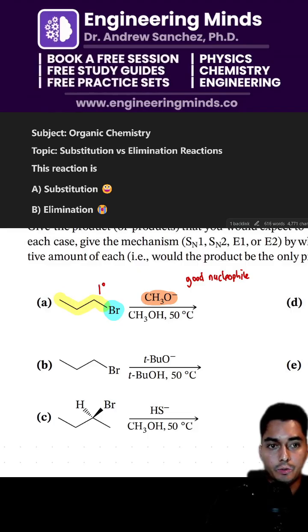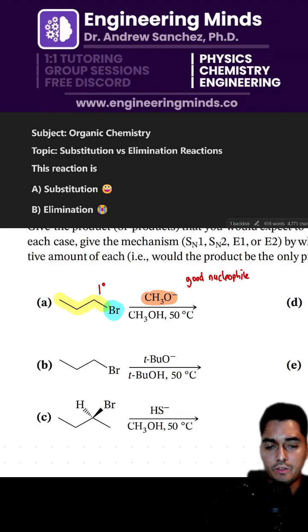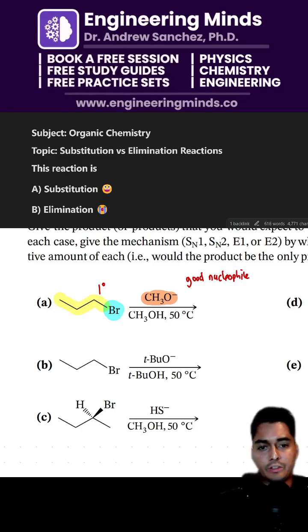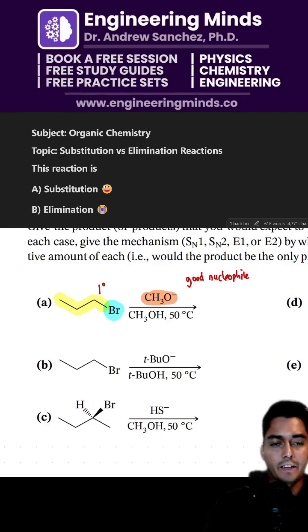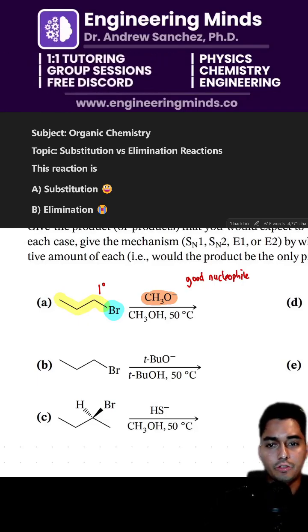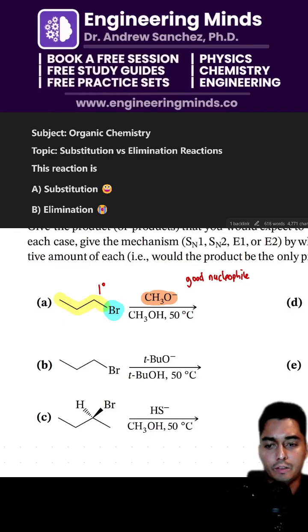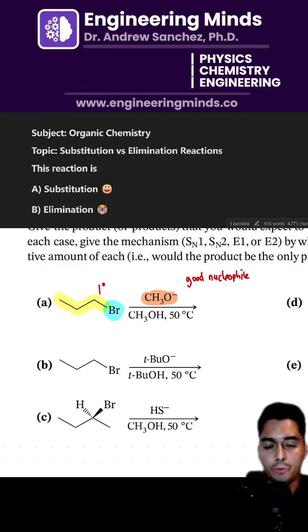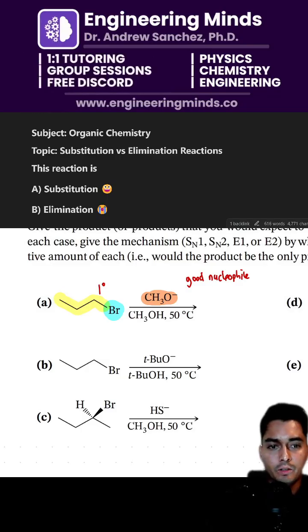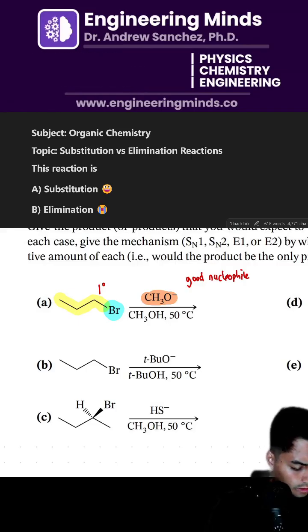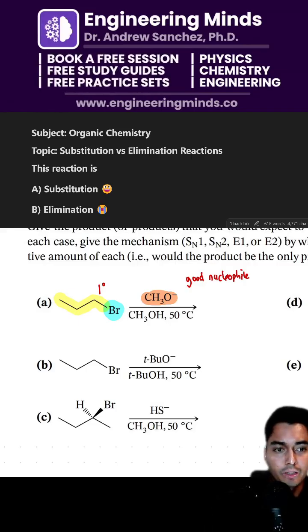All right, so quick poll on the chat. You've got 60 seconds, start right now. So, 60 seconds on the clock. This first reaction A, do you think that this is going to be a substitution reaction? Vote for happy face. If you think it's going to be elimination, vote for crying emoji. Here we have a base, CH3O minus, and we'll see what it's going to generate. It's going to be a good nucleophile and a pretty strong base here.